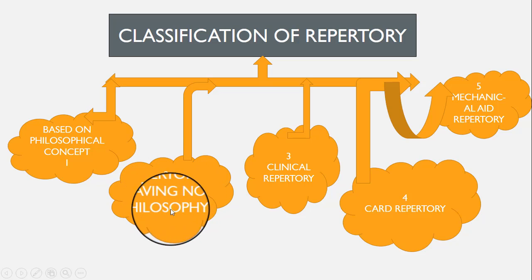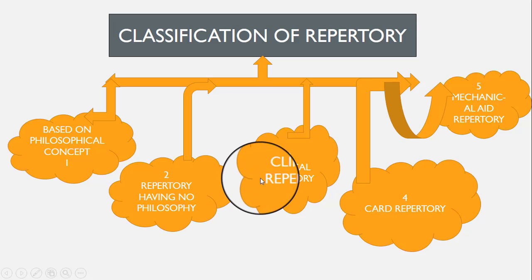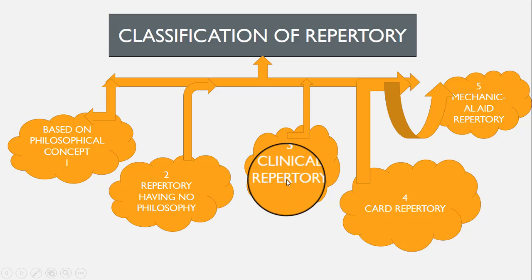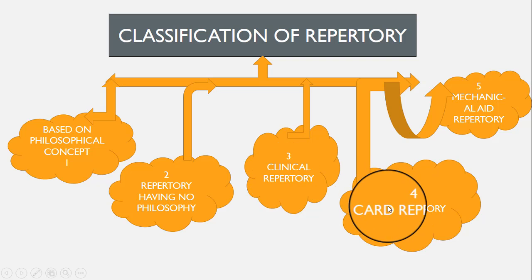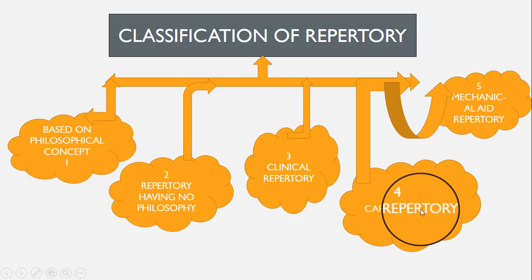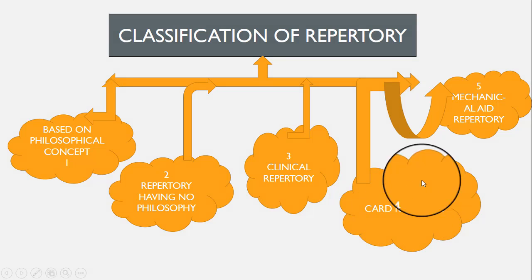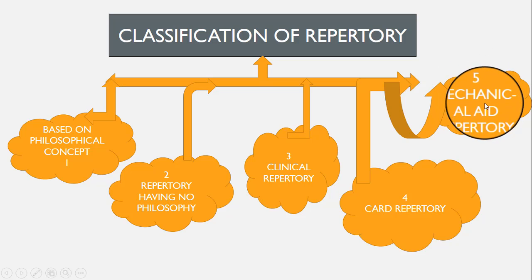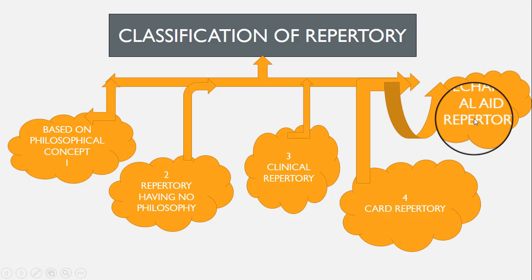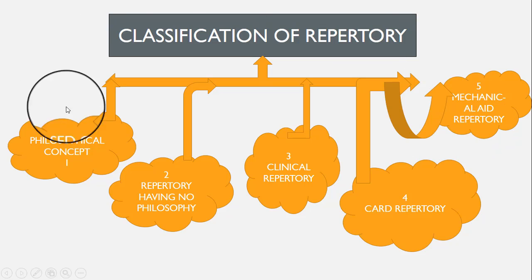Now the third repertory you can see here is clinical repertories. They are again subdivided into two subtypes: first, repertories which cover the whole body, and secondly, repertories which deal with the disease conditions. Now the fourth repertory you can see here is the card repertory. There are various card repertories. And the last one you can see here is the mechanically aided form, in the form of softwares. So this is the broad classification of the repertories.